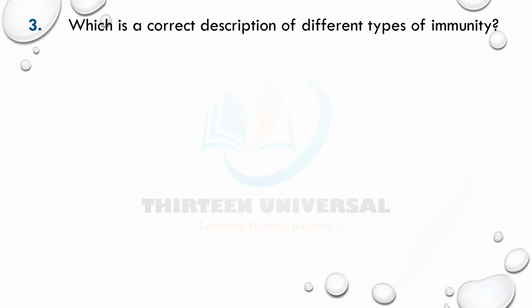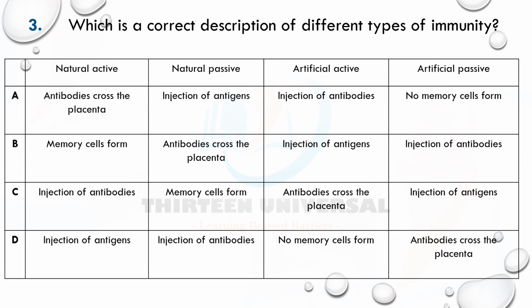All right, let's look at this. Which is the correct description of different types of immunity? Pause the video and check it. Natural means passed on from the mother across the placenta and through breast milk. So antibodies, but this is natural passive. Natural active is due to infection.